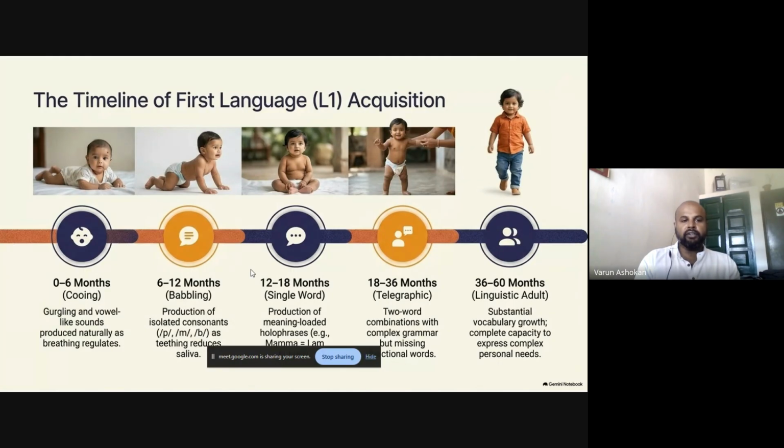From 0 to 6 months, we see cooing or gurgling, where the child makes sounds. Here I have written vowel sounds, but the child usually makes sounds during this month, and we call it cooing. It can also be called pre-linguistic because the child just tries to make sound. It doesn't have any phonemes or morphemes. The child tries to breathe. I'll try to show this video.